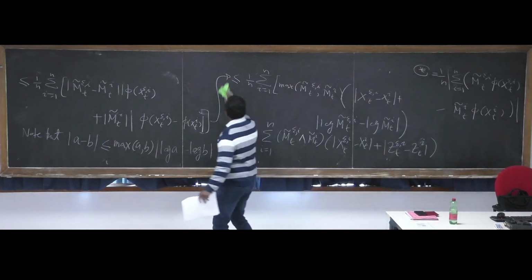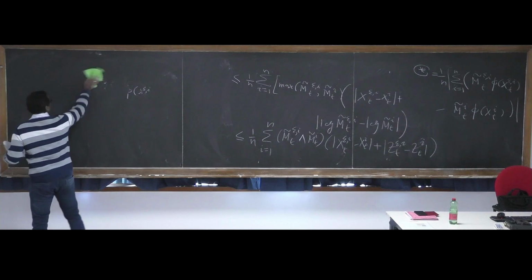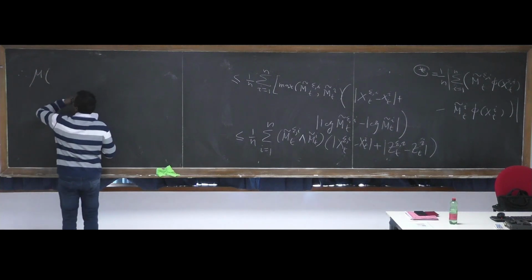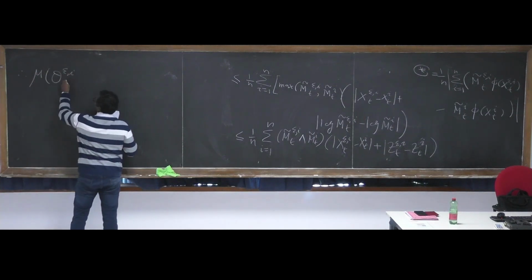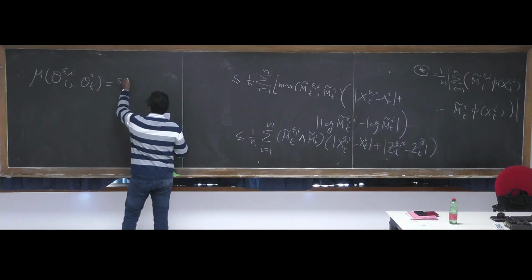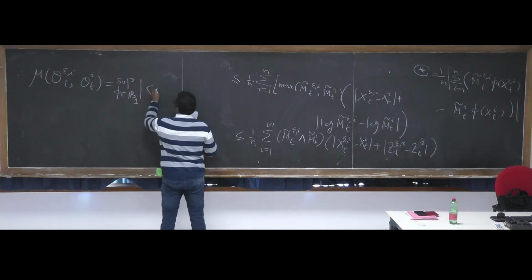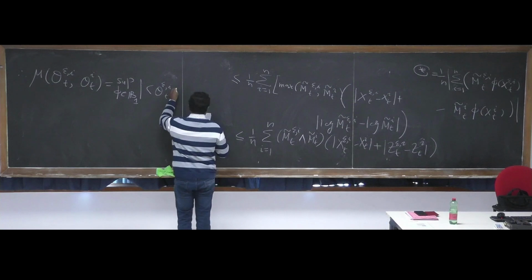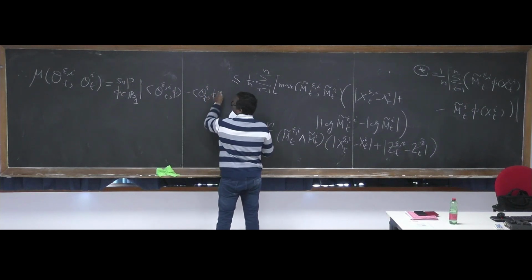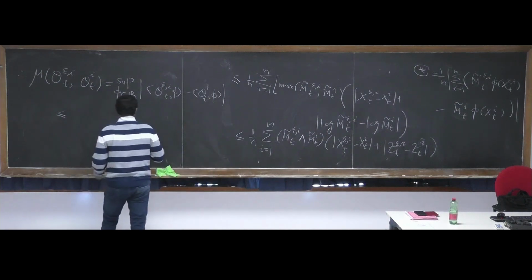Therefore, the Wasserstein distance μ of θ^ε_{I,t}, θ_{I,t} is nothing but the supremum over φ belonging to the class P of θ^ε_{I,t} minus φ, right? So this is then bounded by, right?